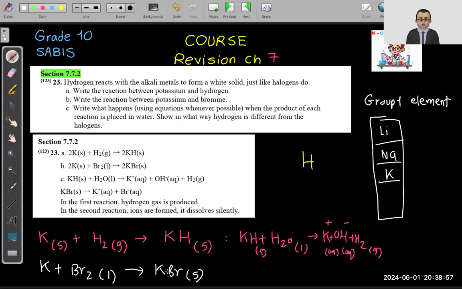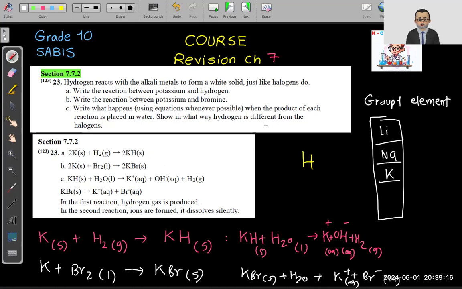Then what is the second product, KBr? If I put KBr, the solid, in water, it will change into K plus and Br minus. That's it. So this is aqueous and this is aqueous. Again, the only way to answer this question is to memorize it.